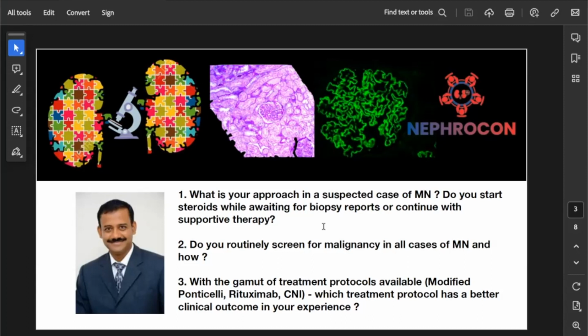Again, that will not allow me to look in the brain, the heart, and the liver, because these are areas which have high metabolic uptake. But all other malignancies, probably we can pick up on a PET scan. Right.